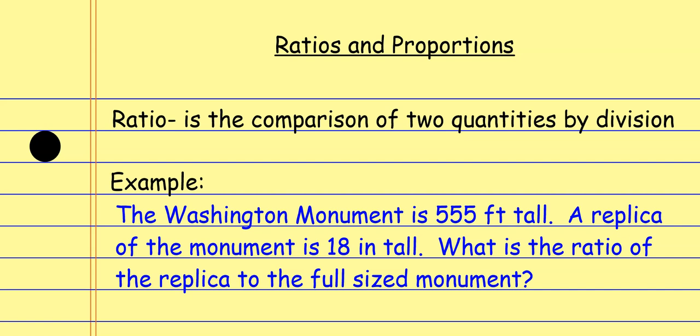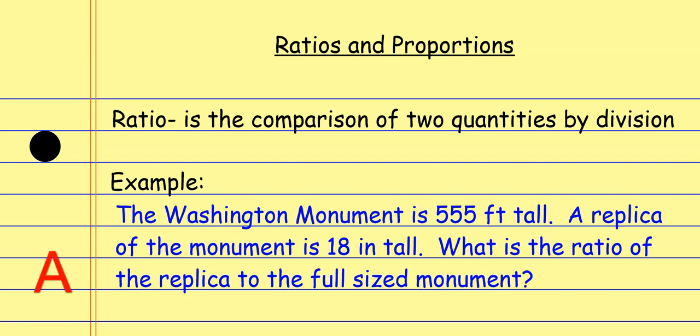To start off, a ratio is the comparison of two quantities by division. Really, that's a fancy way of saying it's a fraction, all right? Remember, fraction bars are division symbols. When we write a ratio, we compare the two things using division. The division symbol we happen to use is the fraction bar. So a ratio, very simply put, is a fraction where we're comparing two things, all right?